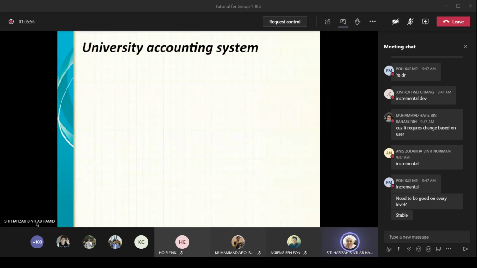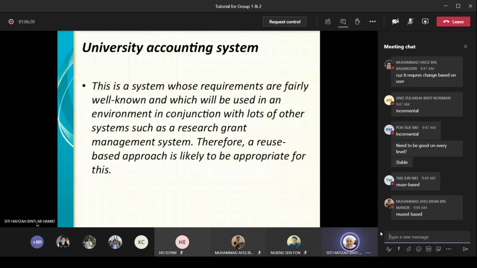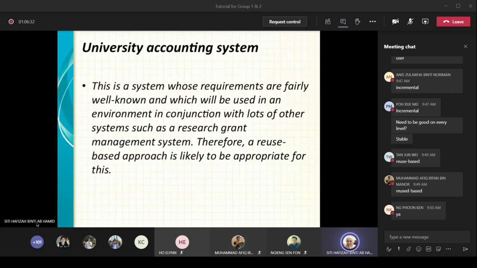Okay, next, university accounting system. This is a very common accounting system. Reuse-based. Is it correct? Why? It's just like the previous question, the requirements are fairly well known. If you go to GitHub, there are a lot of accounting system modules, so you can simply take them and merge.